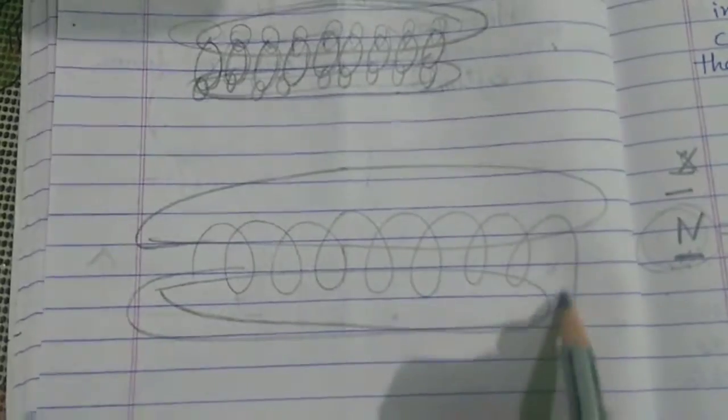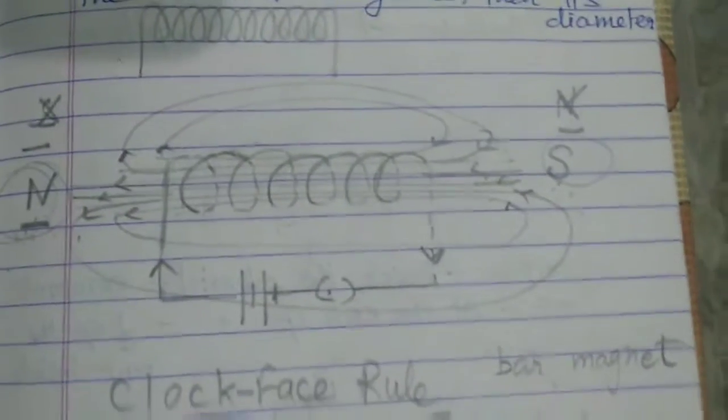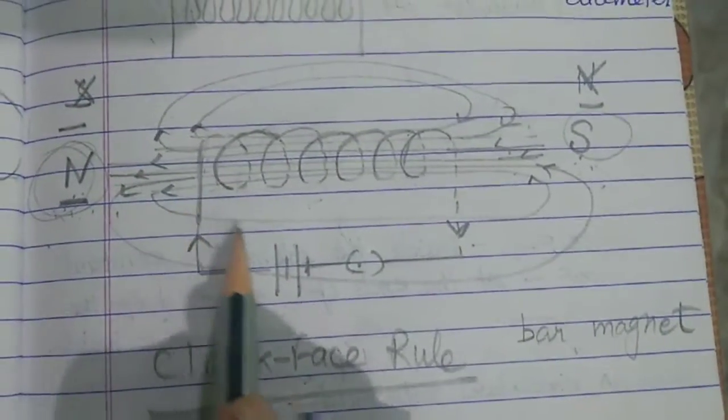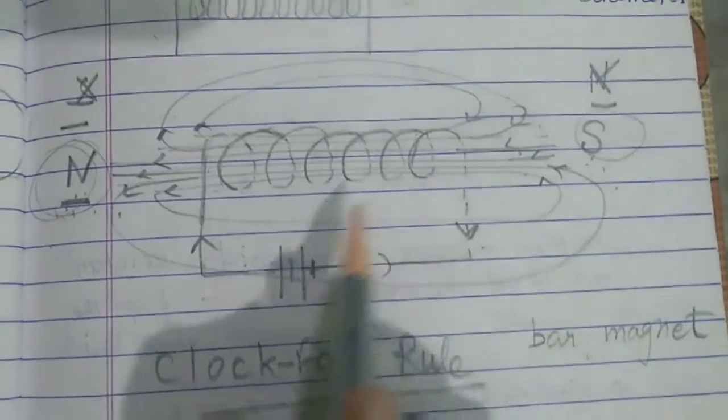So it will be like this. Okay, this is the rough diagram. The magnetic field lines must not cross each other. Okay, like this. So do you remember what this magnetic field resembles?